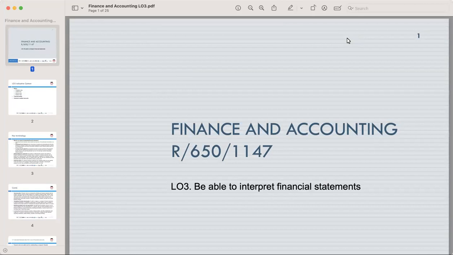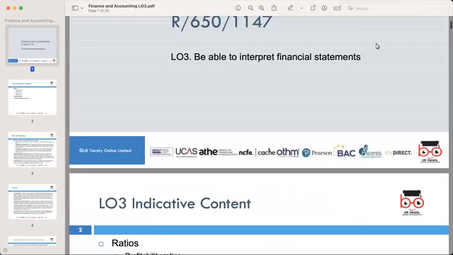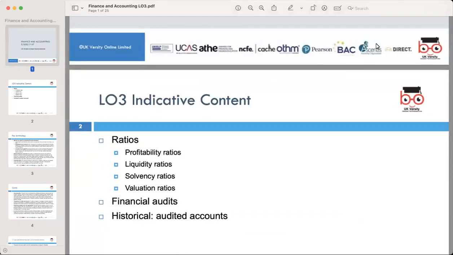Today we will discuss how to interpret financial statements, and we will discuss ratios: profitability ratios, liquidity ratios, solvency ratios, valuation ratios, financial audits, historical audits, and accounts. Our today's lecture is on understanding financial statements.